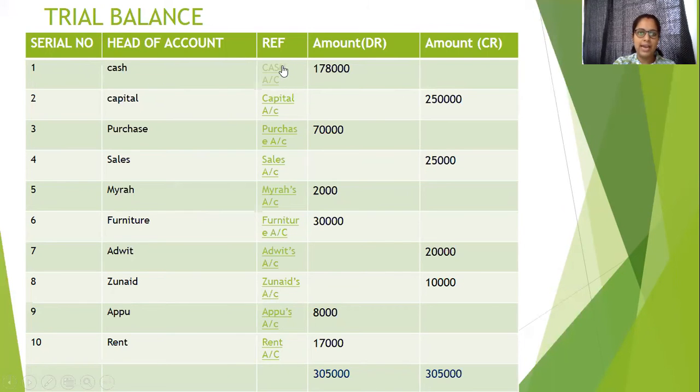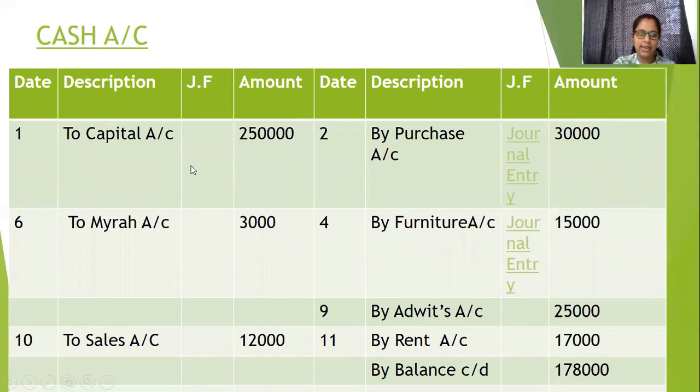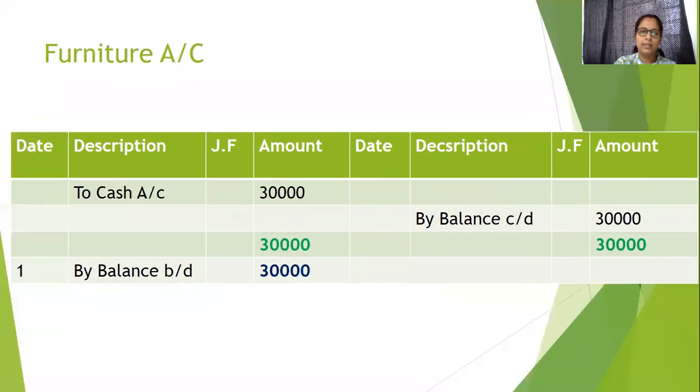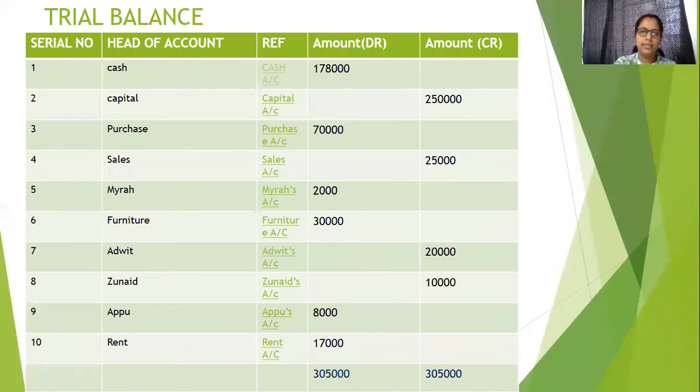So when we check for cash account, we have prepared cash ledger account. So balance is 1,78,000. It is a debit balance. Okay, it is a debit balance. So debit balance means when we check the trial balance, we will write in the debit side. Again, we will check for capital, purchase, sales, Myra's, furniture, Advait, Junaid, Appu, all accounts we will check.